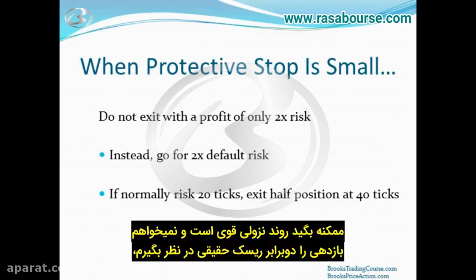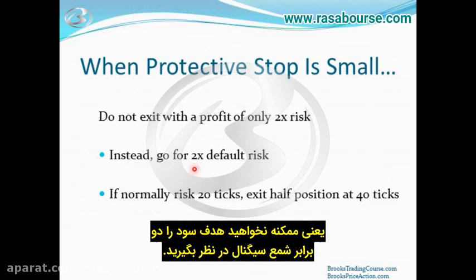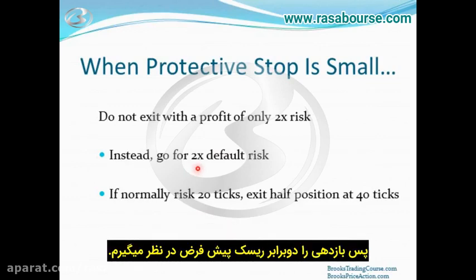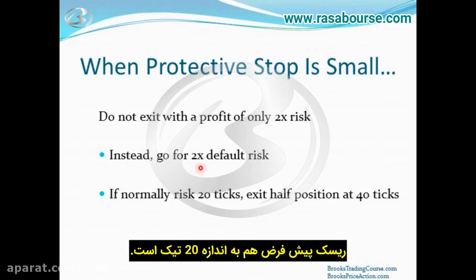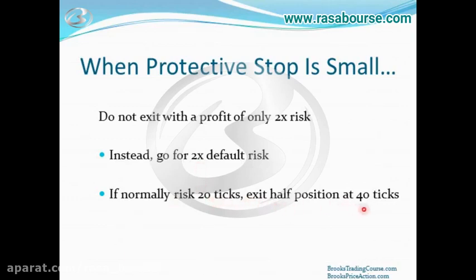And you may decide that, well, it's a pretty good bear trend. I don't want to go for 2 times my actual risk, 2 times the size of the signal bar. I'll go for 2 times my default risk. My default risk is 20 ticks, so I'll try to exit at 40 ticks.